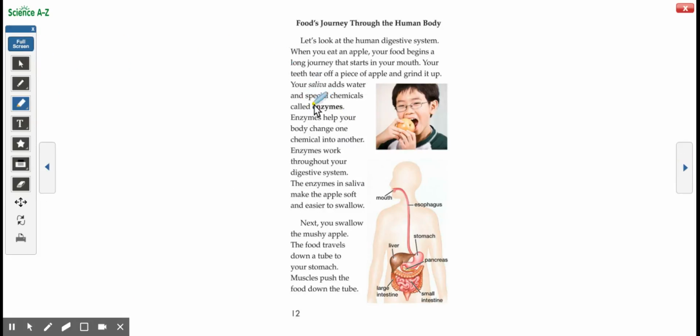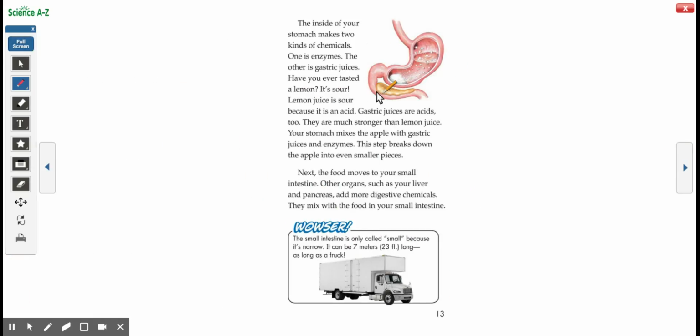So, when you eat, you start off by mashing food in your mouth with your teeth. Your saliva starts breaking down food, helps mush it up, makes it easy to swallow. So then you swallow the apple, and it goes from your mouth down your esophagus into your stomach. All right? In your stomach, there is acid. So your stomach has acid. All right? That breaks down food.